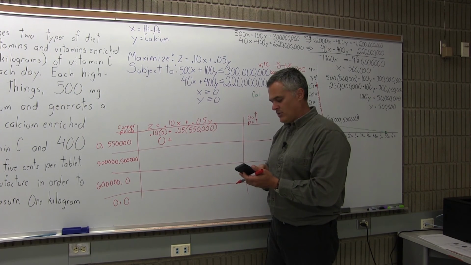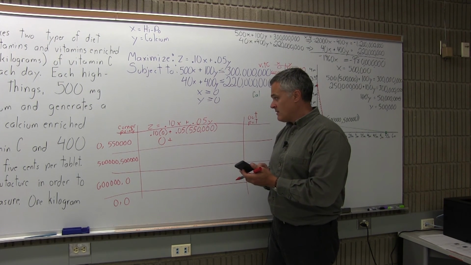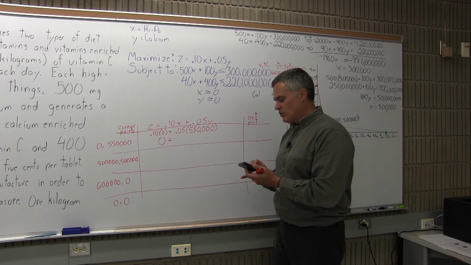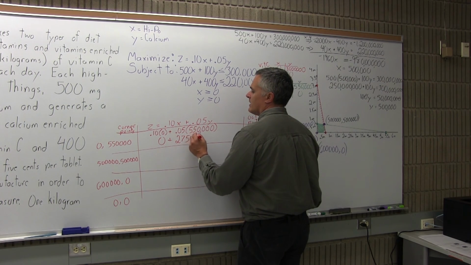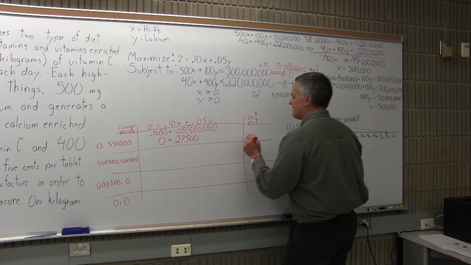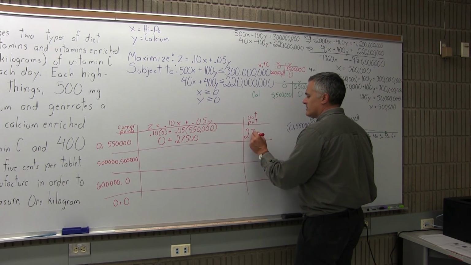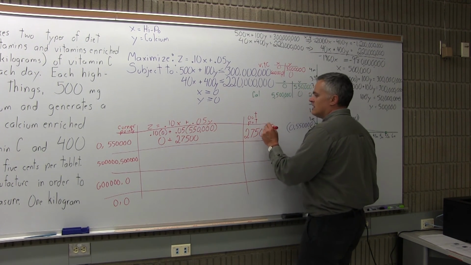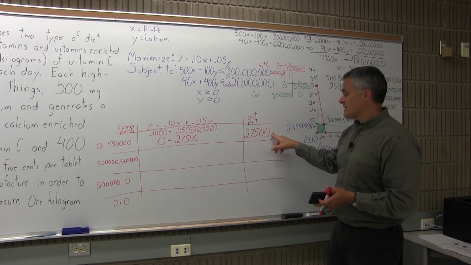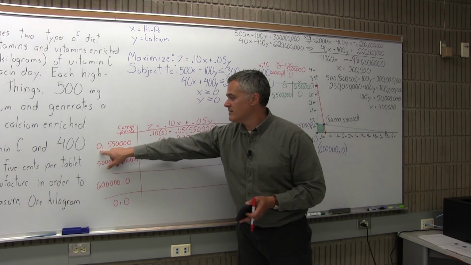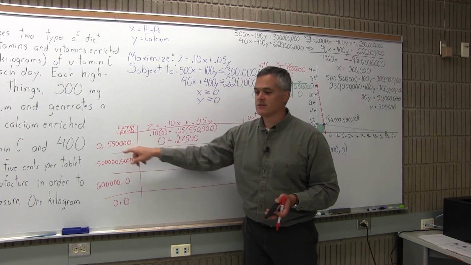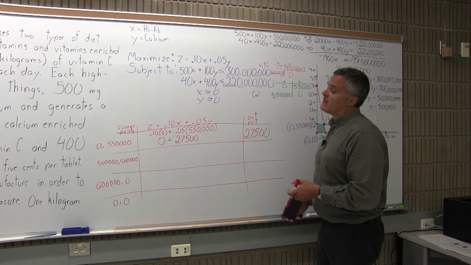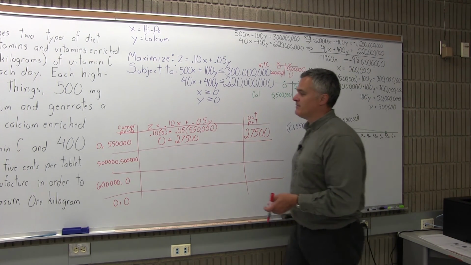Better check it. 0.05 times 550,000 is 27,500. So now we add 0 plus 27,500. That I can do without my calculator, it is 27,500. So you make a profit of $27,500 by making no high potency vitamins and 550,000 calcium. So now the next one, 500,000 of each type of pill.